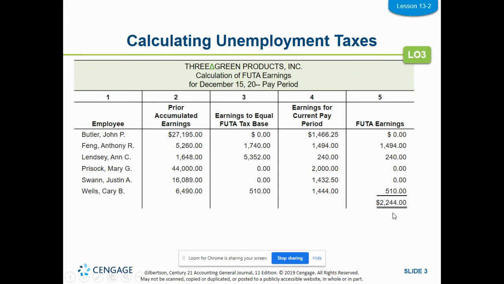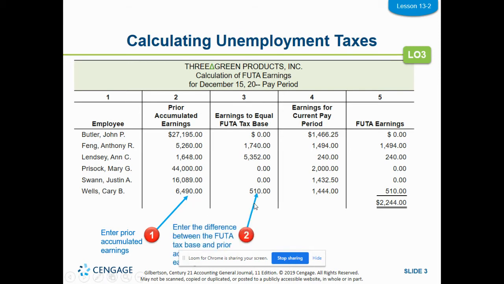So here's an example, calculating unemployment taxes. In this example, Gary Wells' prior accumulated earnings before this pay period were $6,490. Since the tax base is $7,000, he has $510 left that is going to be subject to the FUTA taxes. So when he gets paid $1,444 this pay period, you're only going to pay FUTA, the 6.2% tax for federal unemployment tax, on that $510.